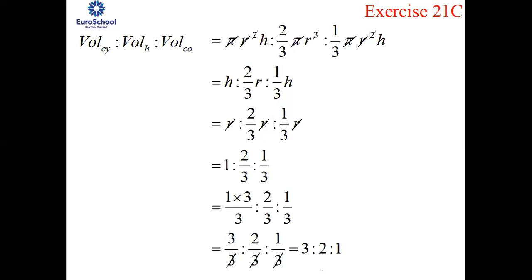Is this clear for all? Yes, ma'am. Is the calculation clear? Has anyone got doubts in the calculation? Ma'am, afterwards then 1 is to 2 upon 3 is to 1 upon 3. The further step I didn't understand. This 1 into 3 upon 3, you did not understand? Yes, ma'am.